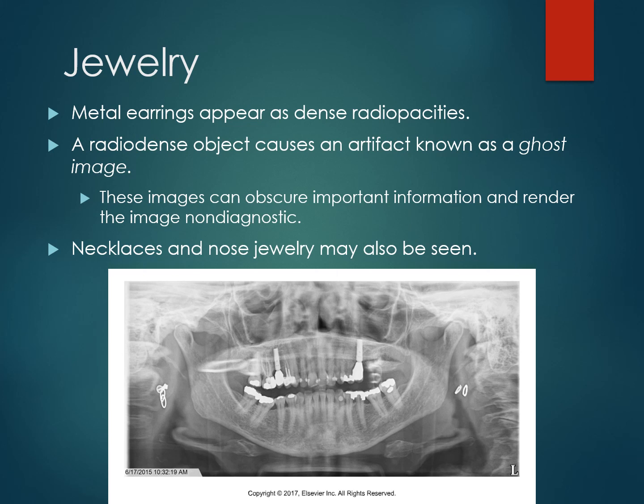So again, this is what that jewelry looks like. Metal earrings are going to appear very radiodense. And sometimes on our panoramic, we'll see ghost images. So this is where the image should be. And then you can see here, this is that ghost image where there's no earring right here, but it certainly looks like there is, right? But I mean, hopefully that patient doesn't have an earring sticking inside their mouth, but you never know. So these images can obscure important information and render the image non-diagnostic.